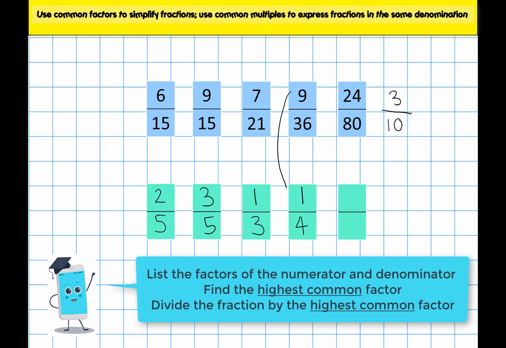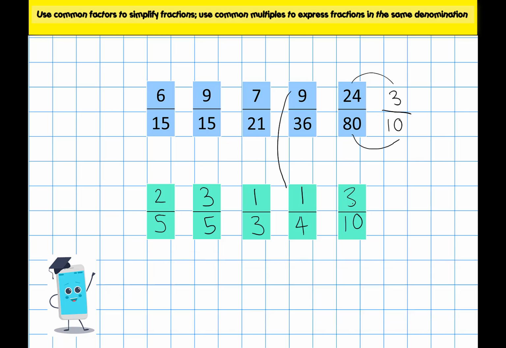Okay, interestingly, 24 and 80 are both also in the 8 times table. If I divide 24 by 8, I get 3. If I divide 80 by 8, I get 10. 3/10 is the smallest, it's the simplest version. I also know that can't be simplified because 3 is a prime number. Have a go at the activity on your sheet now.